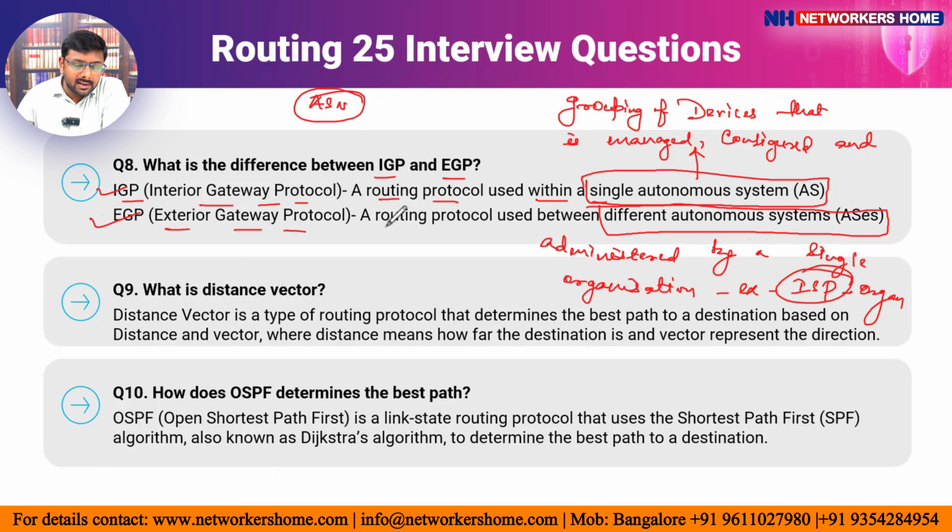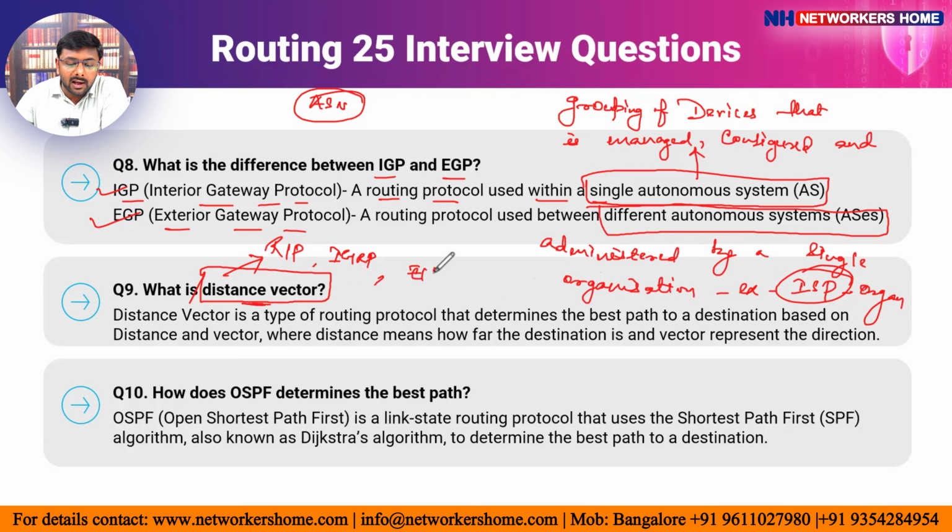Now, in this IGP, we have a concept called distance vector. Some of the protocols coming under this IGP are going to use distance vector as a metric to calculate the best path. Examples of protocols that use distance vector are the Routing Information Protocol and the Interior Gateway Routing Protocol. Fine. So these are all the protocols that use distance vector as a metric to calculate the best path.